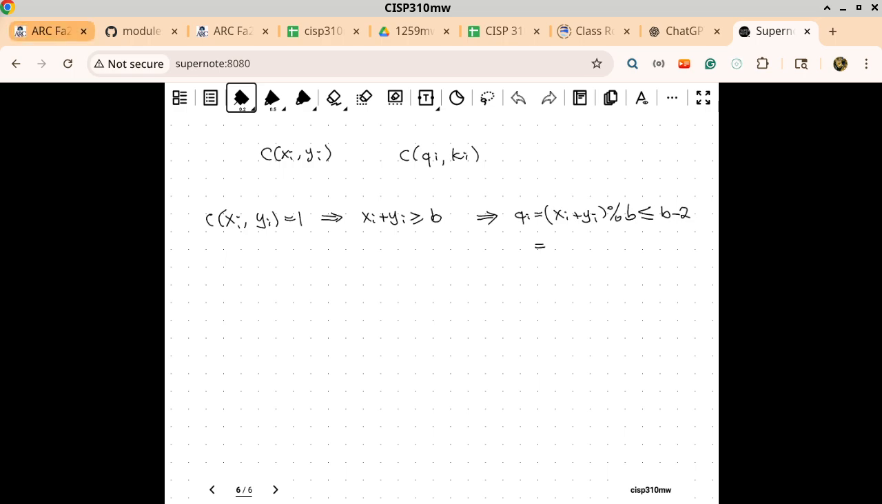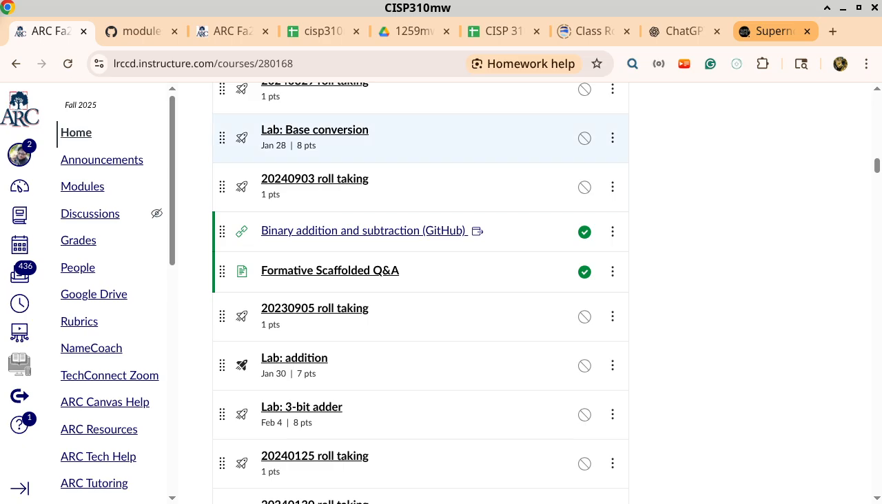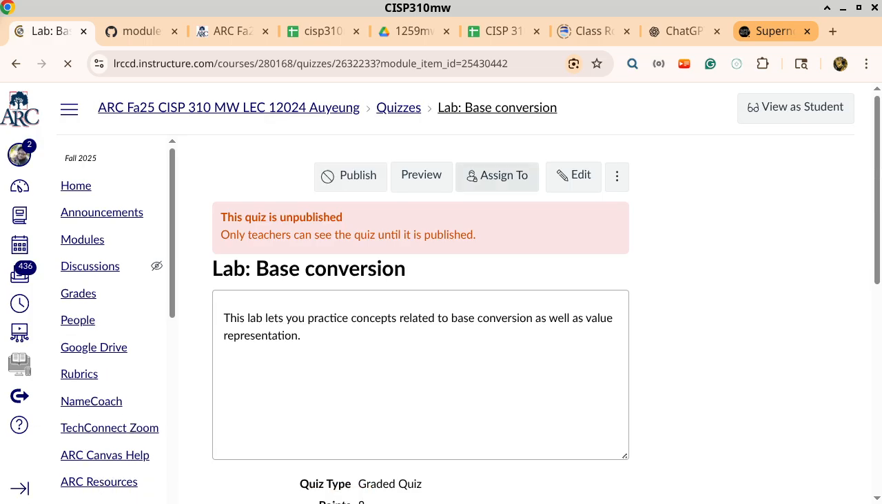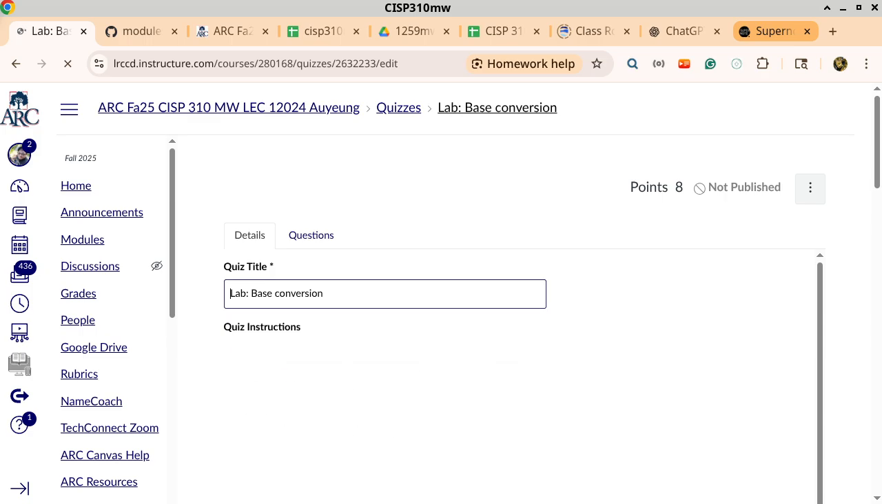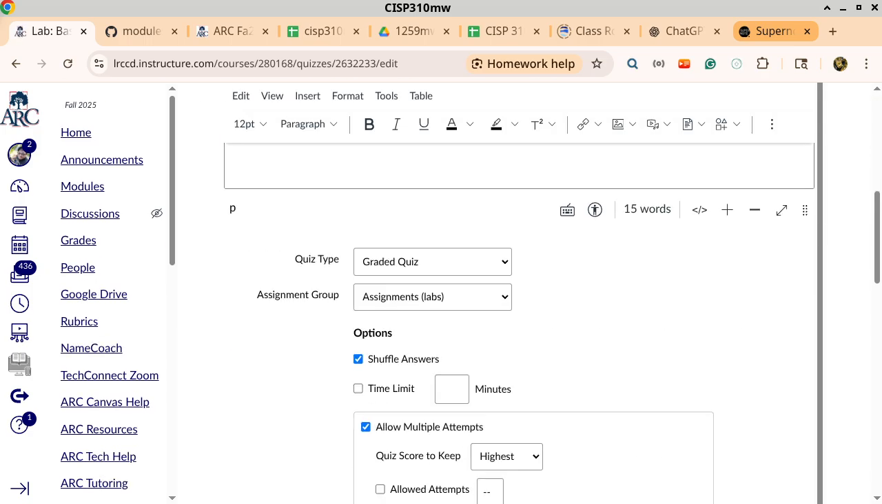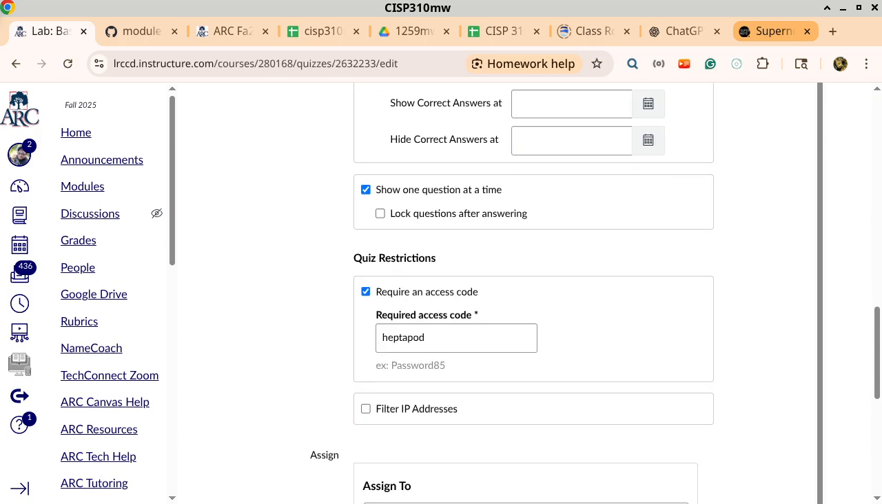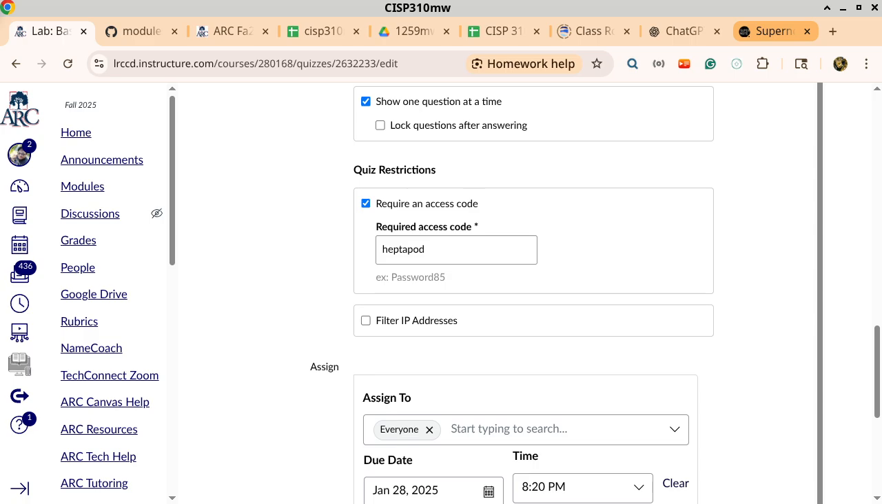But today we still got a lab to do, and the lab is going back to just base conversion. And I still haven't gotten time today, this morning, to change the due date and stuff like that. But this is what you'll be doing today. It is still open book and open notes, so you guys can go ahead and, oh, I'm gonna write down the access code first, which is heptapod.